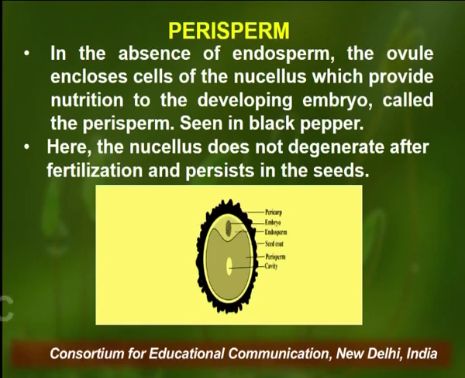It is seen in black pepper. The nucellus does not degenerate as happens in most of the cases. Here in black pepper, the nucellus remains persistent after fertilization, and it is carried on in the seeds, and this persistent nucellus is called the perisperm. The function of this perisperm is to provide nourishment to the developing embryo, and this is in the absence of endosperm.